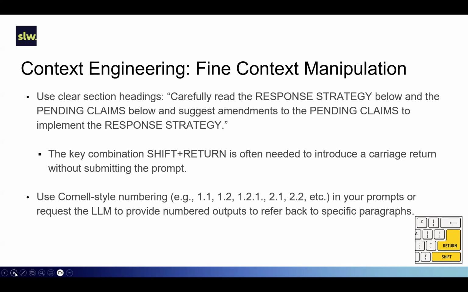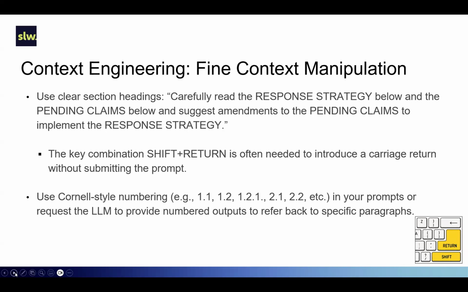Just as a practice tip, if you're trying to enter a carriage return, shift return is your friend. That way it doesn't actually get submitted to the LLM. It becomes a new paragraph, a new line. You can also use bullet points, Cornell style numbering. Cornell style numbering works especially well because then it can refer back to a specific section.